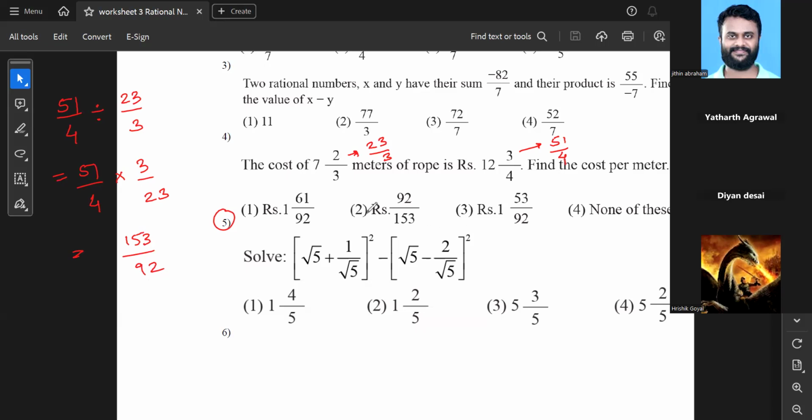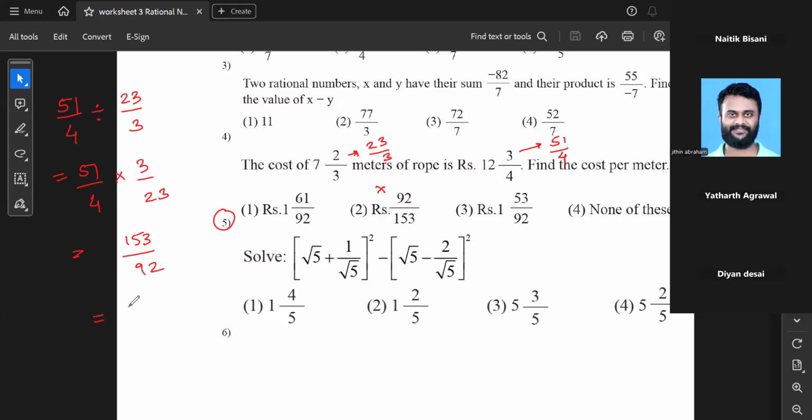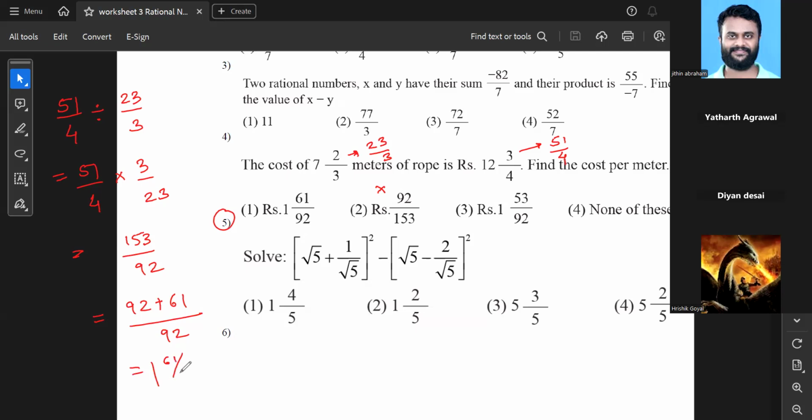In the options, I see 3 options and none of them is 153 upon 92, so obviously that is not my correct answer. There are 2 options with 92 in the denominator. Let me check whether any of them makes sense. Since it is a mixed fraction, I'll convert this improper fraction into a mixed fraction by splitting it as 92 plus 53 plus 7 gives you 60, no, 61, divided by 92. That gives me 92 upon 92 as 1 and then 61 upon 92. So my answer is going to be option 1.